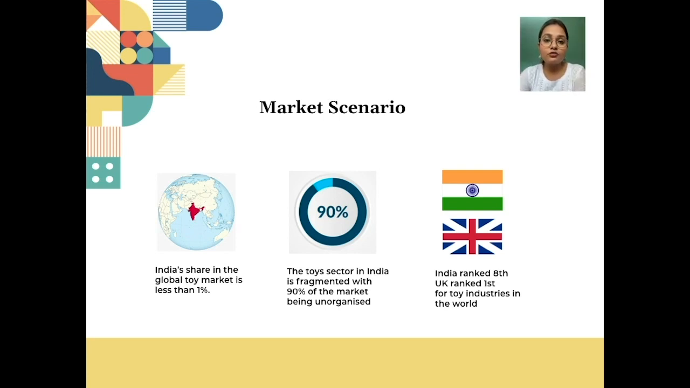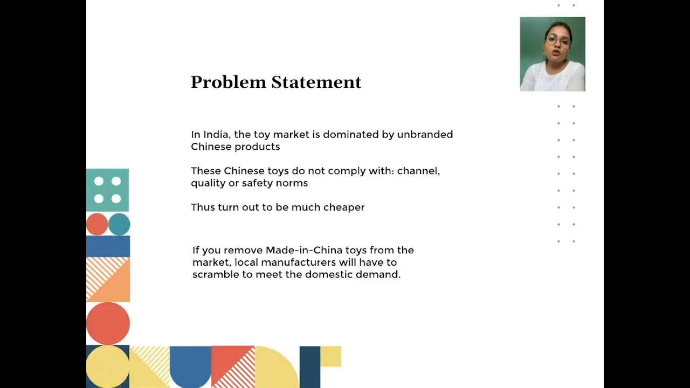In the world ranking of the toy industry, India has been ranked 8th, whereas the UK stays at the top with the number 1 position. The Indian market was not always dominated by foreign toys. This happened after liberalization. In India, the toy market is dominated by unbranded Chinese products, with 90% of the market being unorganized. These Chinese toys do not comply with quality or safety norms, and thus they turn out to be much cheaper for the Indian consumer.